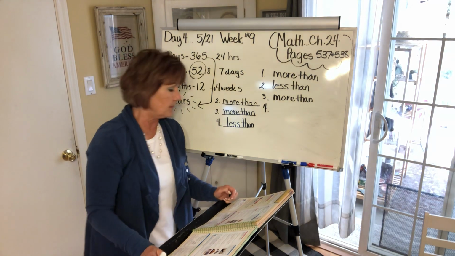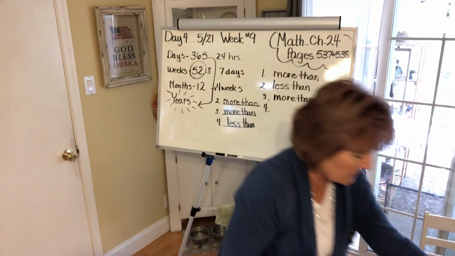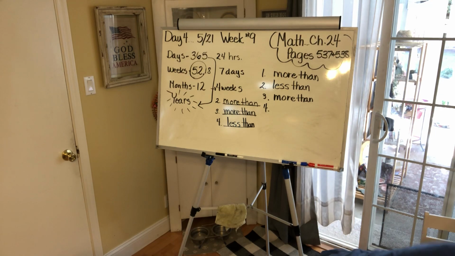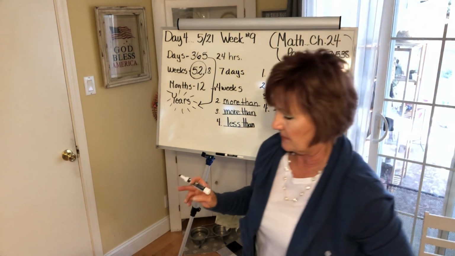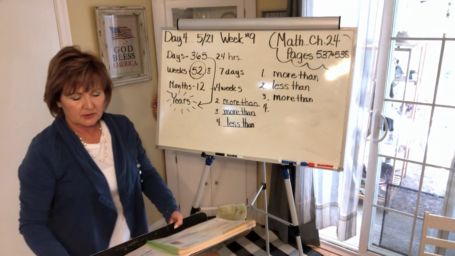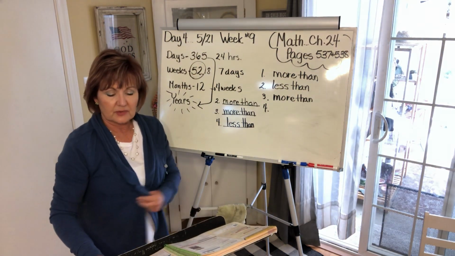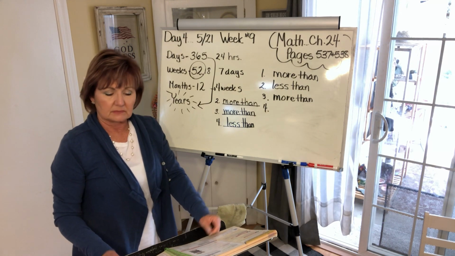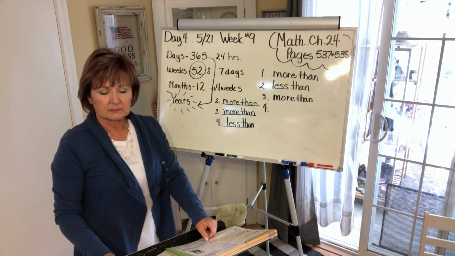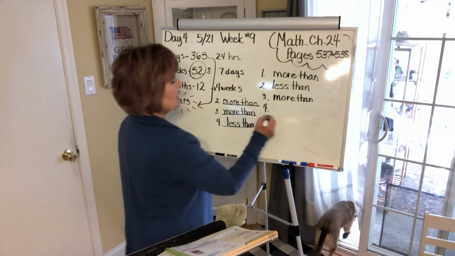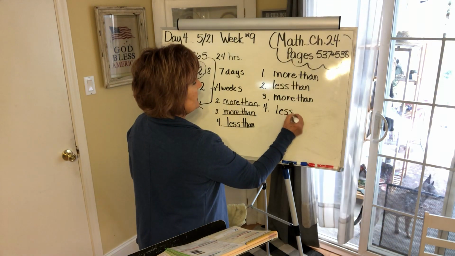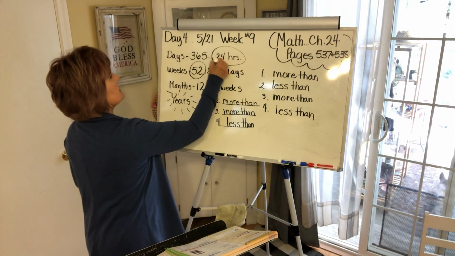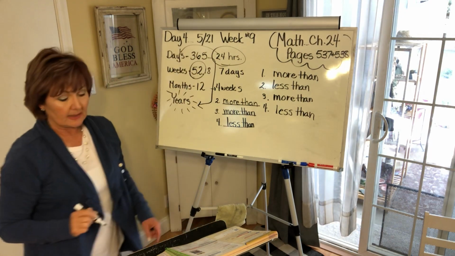Okay, so number 4. Victor's father baked a turkey for 6 hours. That was a big turkey, huh? Is that a day? 6 hours would be less than a day, right? Because how many hours are in a day? 24. You're right. 24 hours in a day.